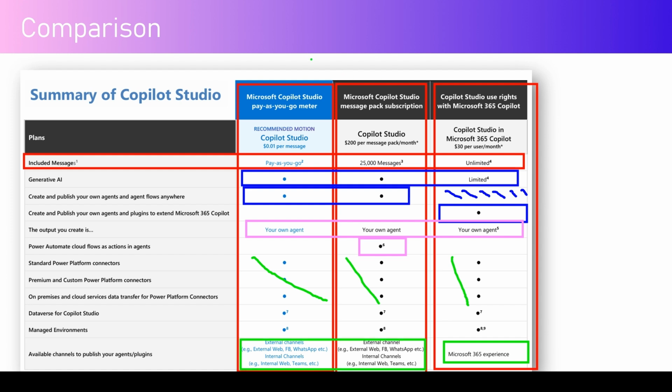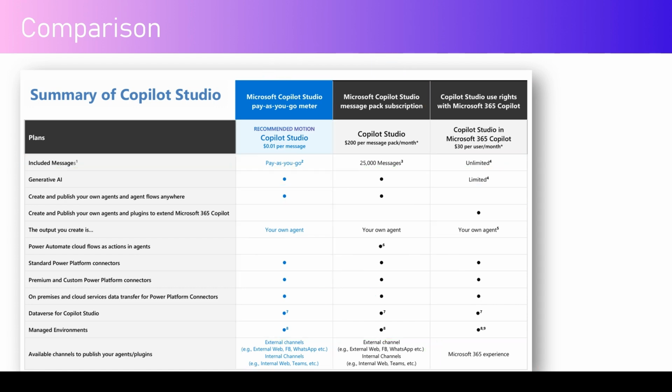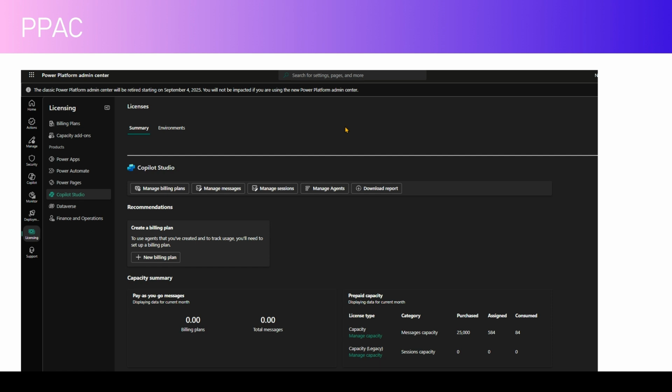So if you want to build an agent and if you want to deploy into multiple channels, these are a couple of options: pay as you go and message pack. So these are the two major options. The only difference for majority of this is you pay upfront in message pack, and here you pay after you consume. So this is basically the comparison of Copilot Studio licensing type.